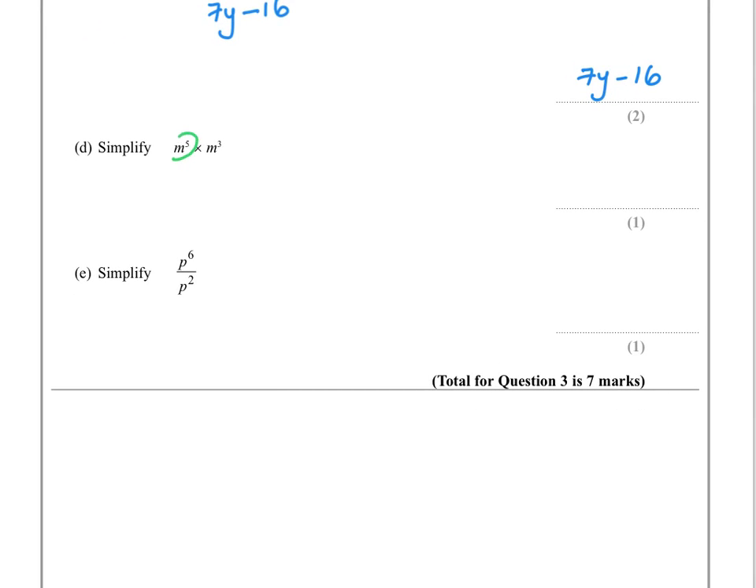The next one, you've got to simplify m to the power 5 times m to the power 3. Well, m to the power 5, longhand, will be this, times by m to the power 3. So if you think about it, the power here, the index would be 1, and you would add those up, so you'd have m to the power 8.